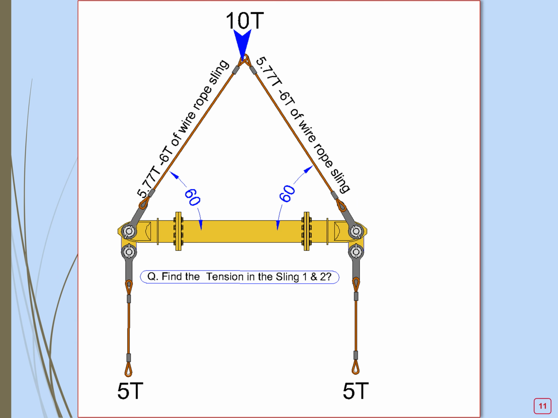Friends, this is our final sketch. We found the tension force and we found the angle between the spreader bar and the wire rope slings.